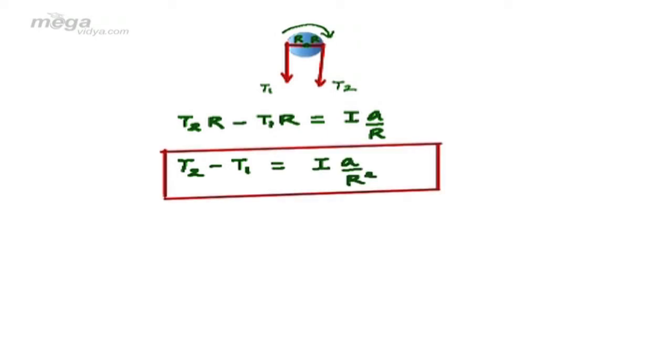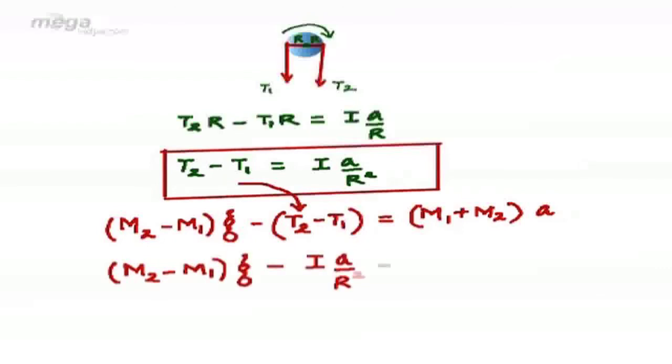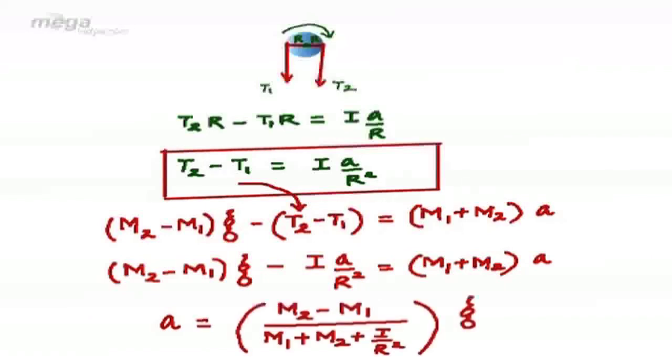Putting the value of T2 minus T1 in the main equation, as we have already seen, the main equation, putting the value of T2 minus T1 over here, we can see (m2 minus m1) g minus I a upon r square will be equal to (m1 plus m2) a. Solving the equation for the acceleration, the value of acceleration will come out to be a equal to (m2 minus m1) divided by (m1 plus m2 plus I upon r square), whole multiplied by g.